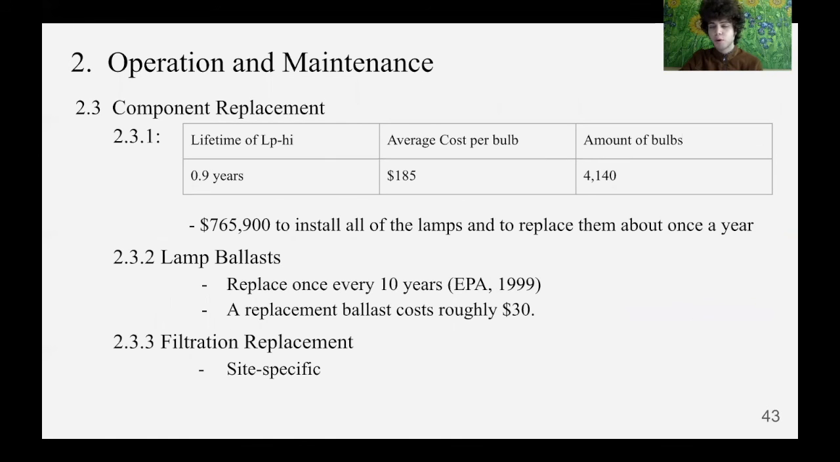As for the component replacements, the lifetime of these bulbs is nearly a year, and the average cost per bulb is $185. The amount of bulbs we'll need for the system is 4,140, so thus annually the entire cost for installation and replacement is about $766,000. For the lamp valves, they need to be replaced every 10 years, and a replacement costs roughly $30. As for the filtration replacement, this is more site-specific, so we'll not include this.